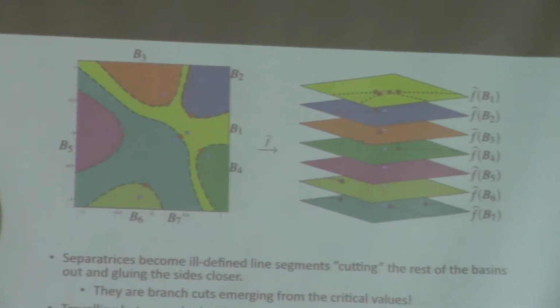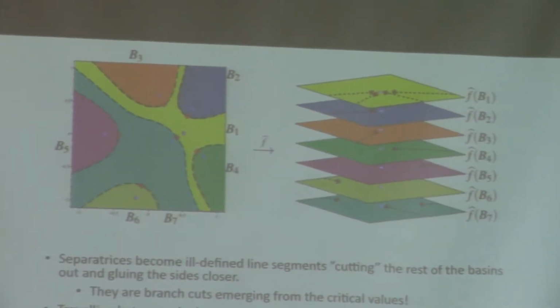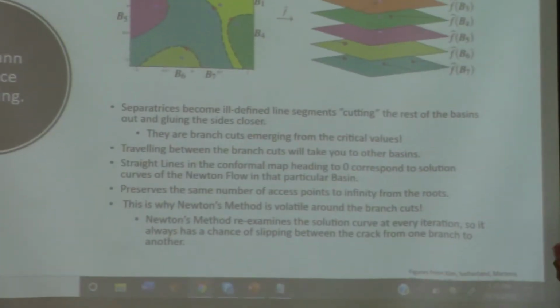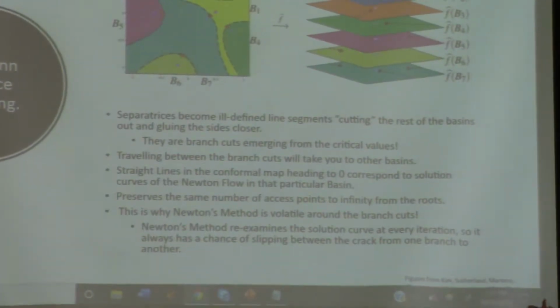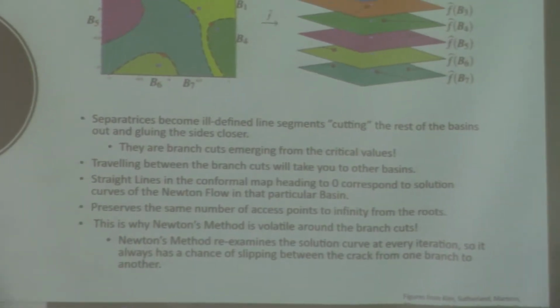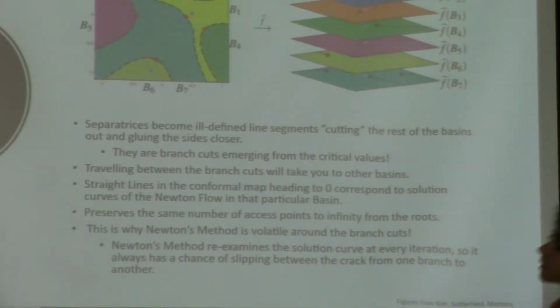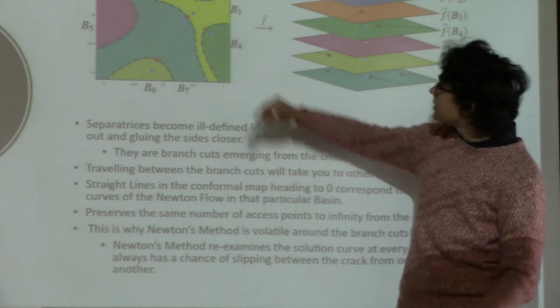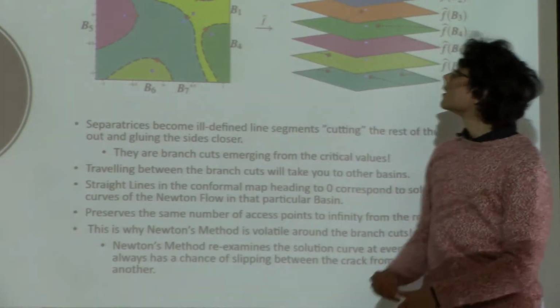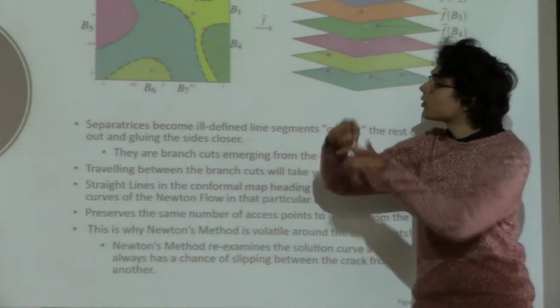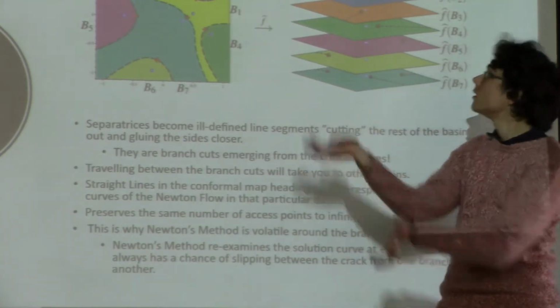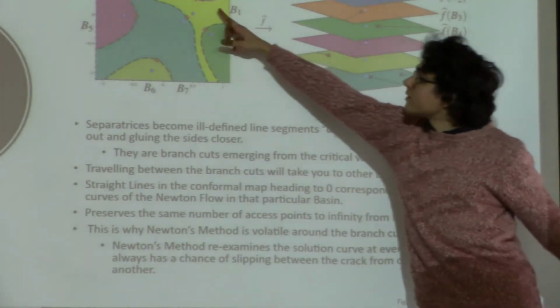Okay. So the separate intricacies become the ill-defined line segments, cutting the rest of the basins out and gluing the sides together. So what you're doing here is gluing it based on where the cut starts. And where does the cut start? At the critical point. So an easier example is just to look at the blue one, because this whole thing corresponds to a whole complex plane that gets glued at these edges only.